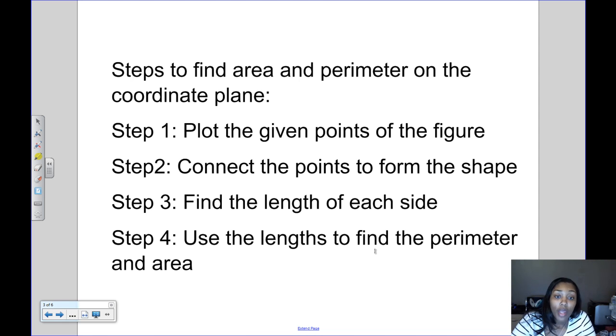Step 1, plot the given points of the figure. Step 2, connect the points to form the shape. Step 3, find the length of each side. Step 4, use the lengths to find the perimeter and area.